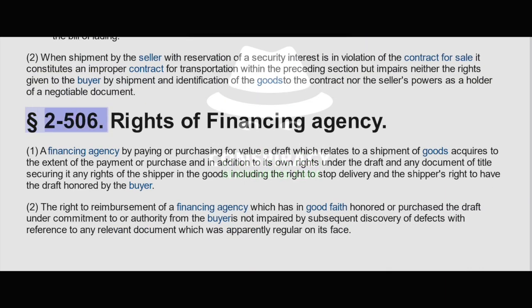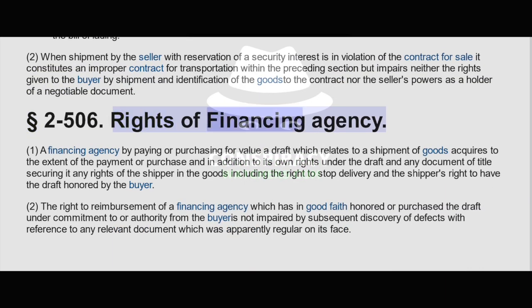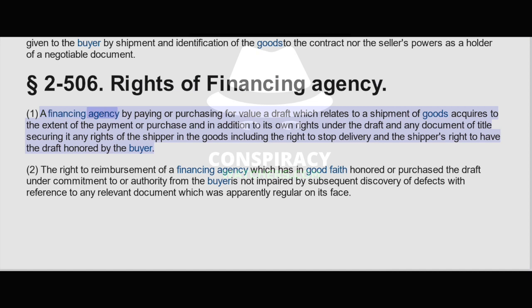Section 2-506. Rights of financing agency. A financing agency by paying or purchasing for value a draft which relates to a shipment of goods acquires to the extent of the payment or purchase and in addition to its own rights under the draft and any document of title securing it any rights of the shipper in the goods including the right to stop delivery and the shipper's right to have the draft honored by the buyer.